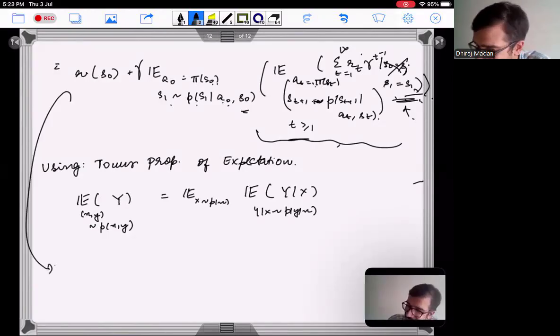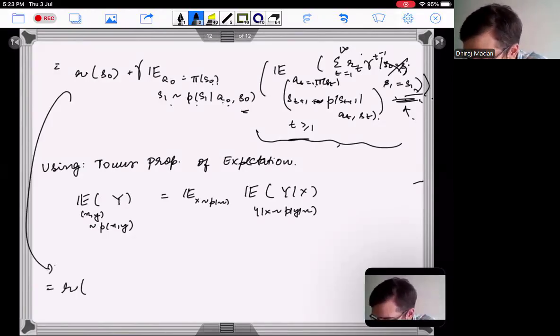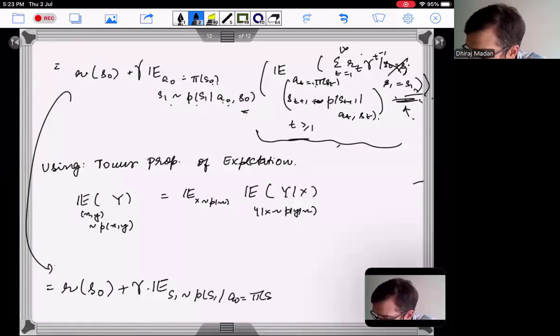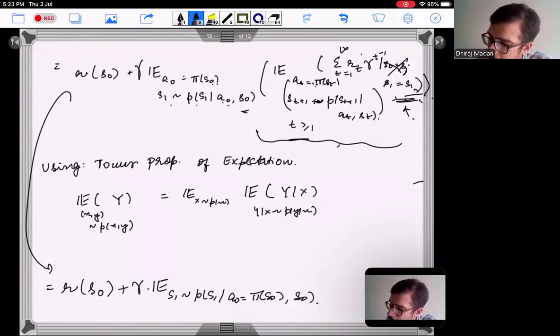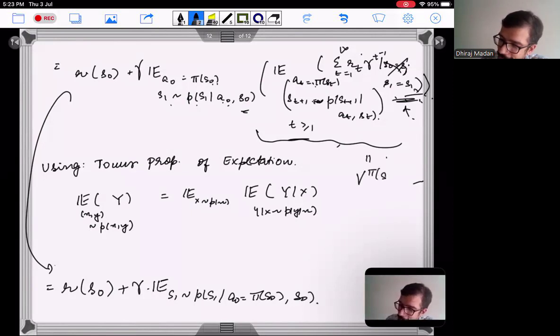Essentially, what I have over here is R of S naught plus gamma times the expectation, with S1 sampled from P of S1 given A naught, which is pi of S naught, and S naught, of this inner quantity. And this inner quantity is essentially nothing but V pi of S1.